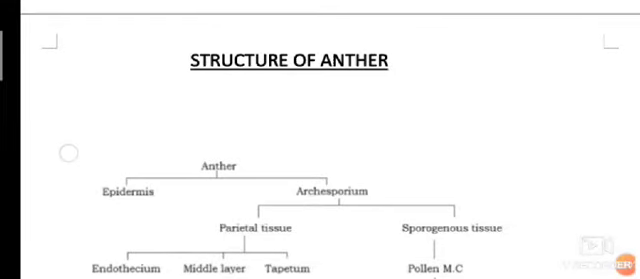Good morning, children. Today we are going to discuss male and female reproductive parts of plants. The male reproductive part is called an anther.